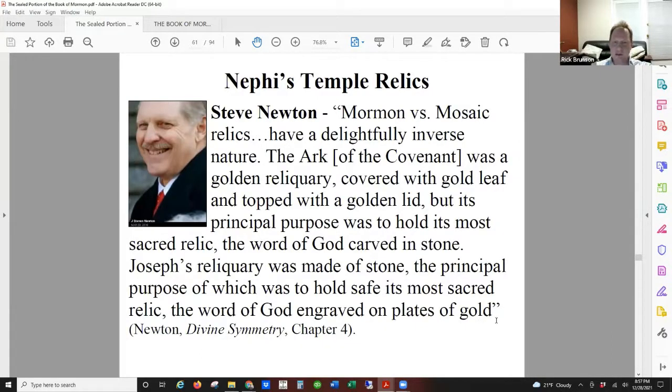Steve in his book said, Mormon versus Mosaic relics have a delightfully inverse nature. The Ark of the Covenant was a golden reliquary covered with gold leaf and topped with a golden lid. But its principal purpose was to hold its most sacred relic, the Word of God carved in stone. Joseph's reliquary was made of stone, the principal purpose of which was to hold safe its most sacred relic, the Word of God engraved on plates of gold. So an inverse relationship: stone tablets in a gold box and gold plates in a stone box.